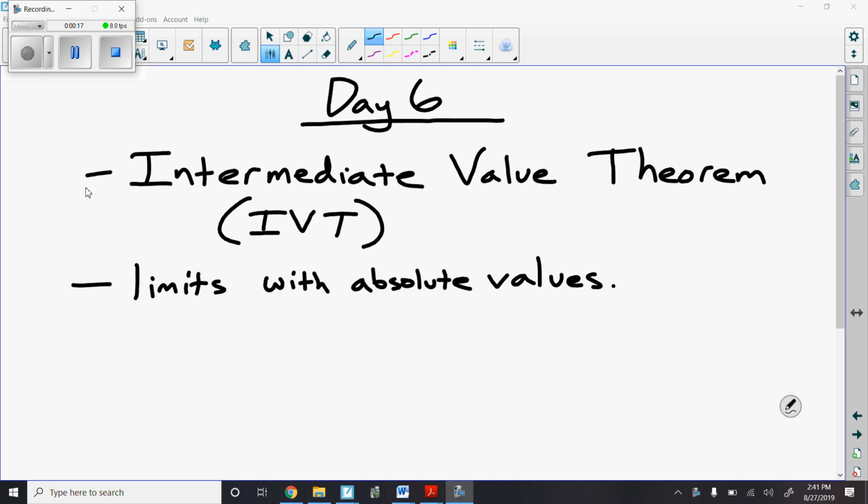This is a theorem that I believe you will come to understand very well. Articulating it is much more difficult than understanding the concept. So I'm just going to start talking about the concept, and we'll come up with the definition in a little bit. So here's what we have for the intermediate value theorem.